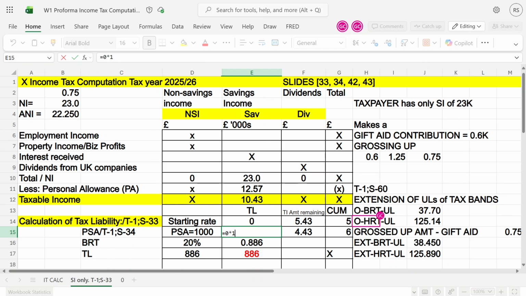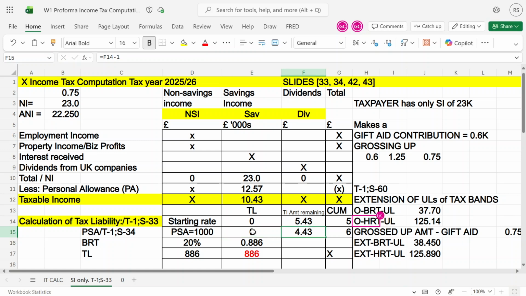First you get a small chunk of 5,000 on which you get the starting rate of 0%. And then you get another chunk of 1,000 on which you get the benefit of 0% because it's the personal savings allowance, PSA. So that's also 0.